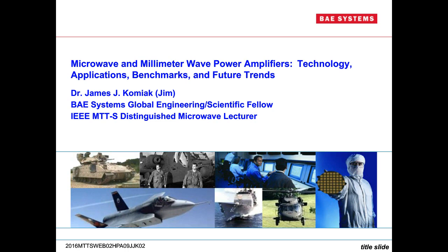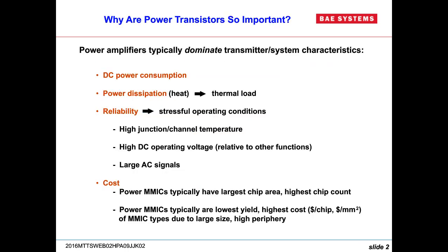Let's start with slide number 3. Why are power transistors so important? Well, they typically dominate the transmitter and system characteristics. They're the highest in DC power consumption, and what goes along with that is power dissipation and heat. So they're the highest thermal load. They're stressful operating conditions, which impact reliability.